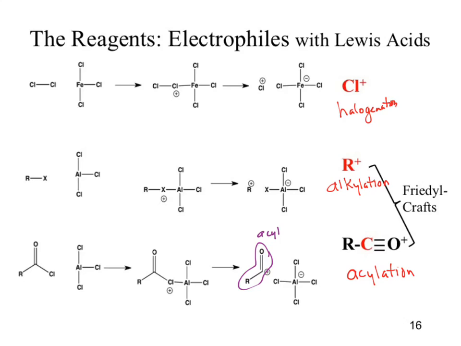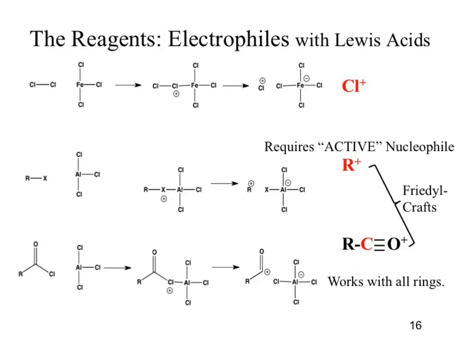As we start to get further into looking at the alkylation and acylation reactions, some issues pop up with them. We'll talk about those again in a little more detail. For the alkylations, it requires an active nucleophile. I haven't told you what active means yet, but that's going to become important. To do the Friedel-Crafts alkylation, the nucleophile must be activated, must be really raring to go.